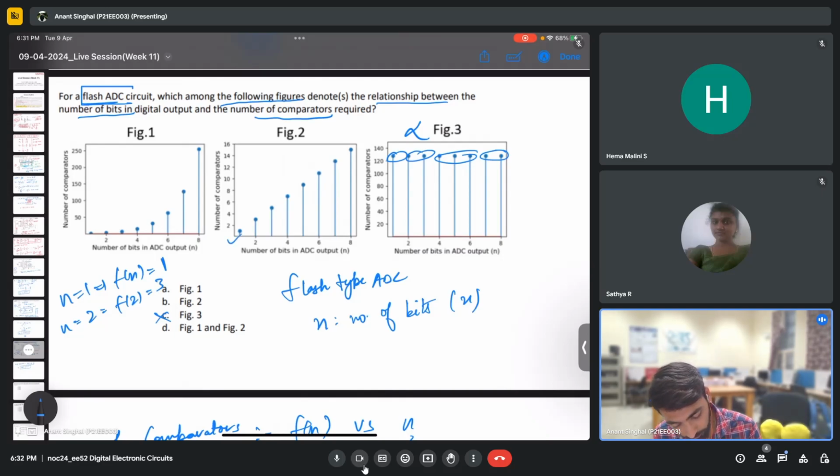So if 1 is correct, then 3 is also correct. Here for n equals 3, we have 2 raised to the power 3 minus 1, that will be 7, which is not correct here. This is 5. So figure 2 is also wrong.